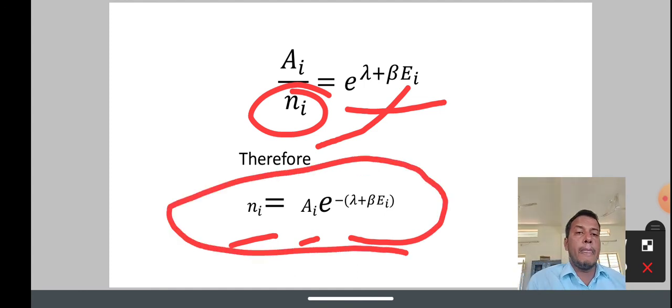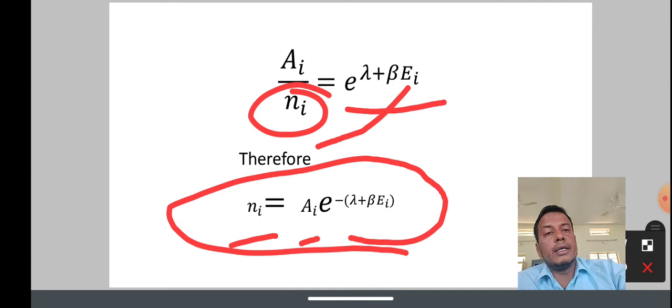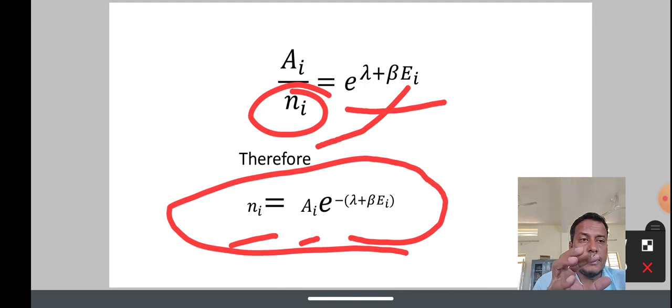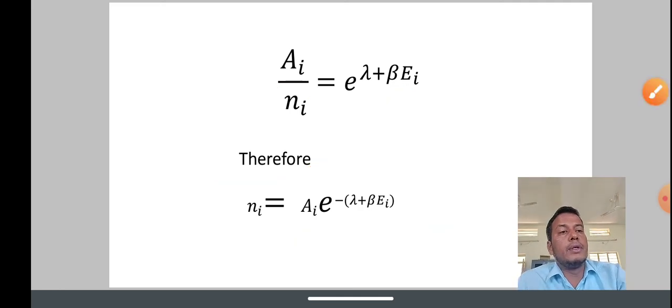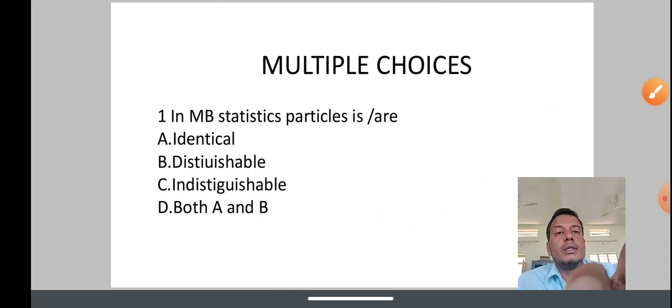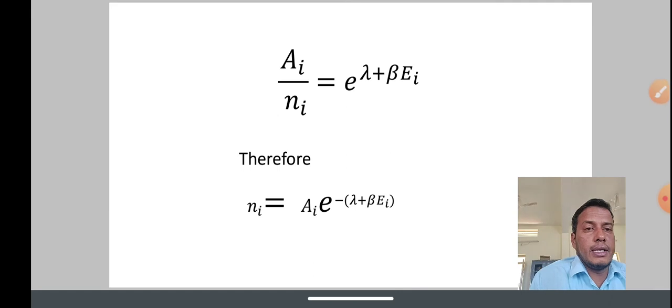So, here is the Boltzmann law derivation, and the value decreases exponentially here. So N_i is equal to A into e to the power of lambda plus beta E_i, which is the required distribution law of Maxwell and Boltzmann. This is all about today's session.